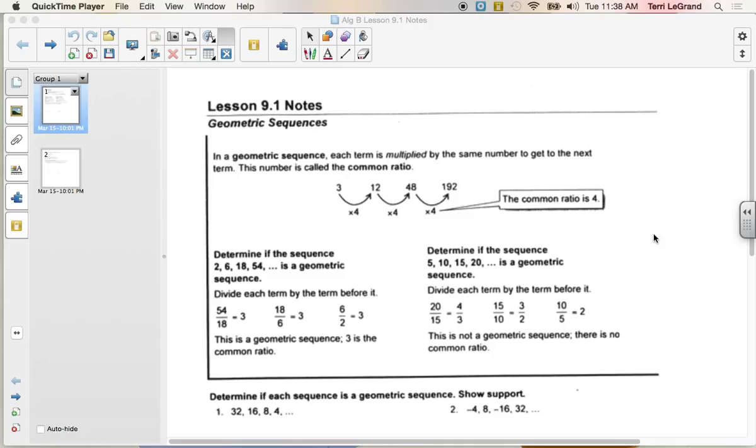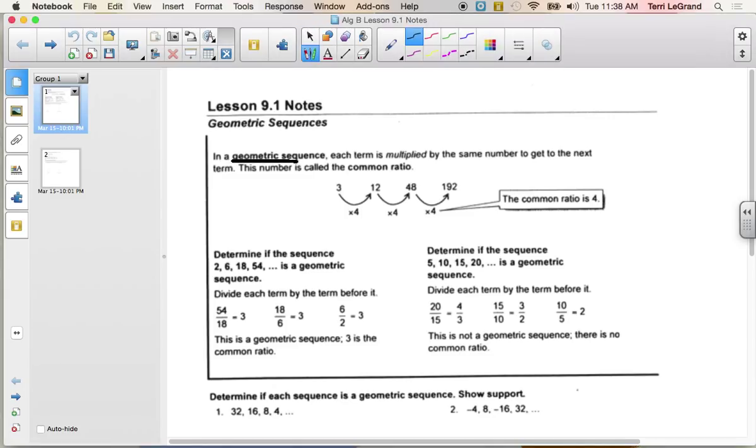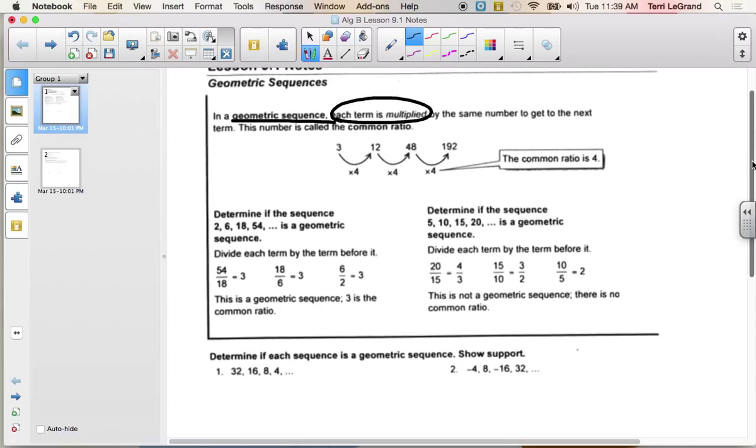I want you to circle that here. Let's underline geometric sequence. Each term is multiplied. Now we're not adding the same thing, we are multiplying by something. And that something could be an integer or it could be a fraction. It doesn't have to necessarily be a nice integer value, but we have to keep multiplying by the same thing to get the next terms. And that number, this is a really important thing, is called the common ratio.